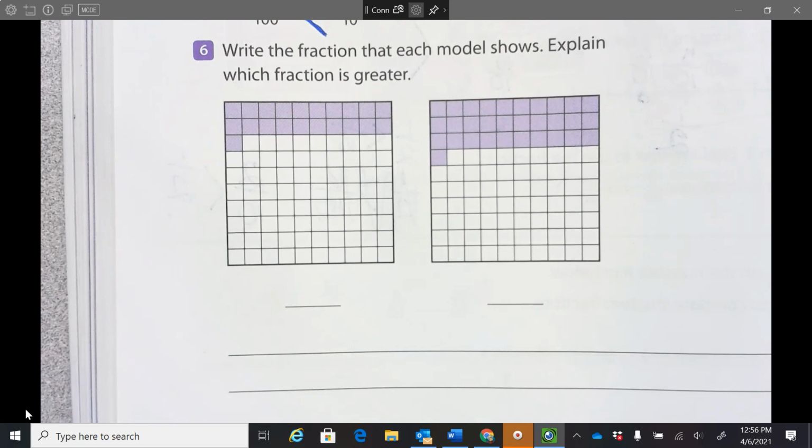Greg, there's 2 rows of 10 and 1 more. Wait, 21. 21. Who's 22? Wait, that's 21. Look at 10, 20, 1 more. Samantha, you got 10, 20, 30. Oh, you did row 21.